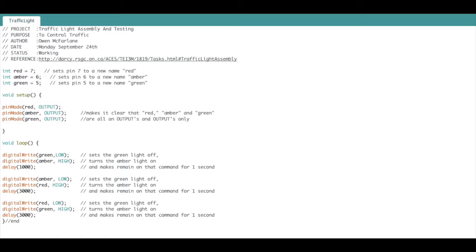Afterwards, the amber LED goes back to low, and the red LED goes to high. That is for 3 seconds. And after that, finally, the red LED goes back to low, the green LED goes to high, and that is for another 3 seconds. The loop ends, and it starts over again.